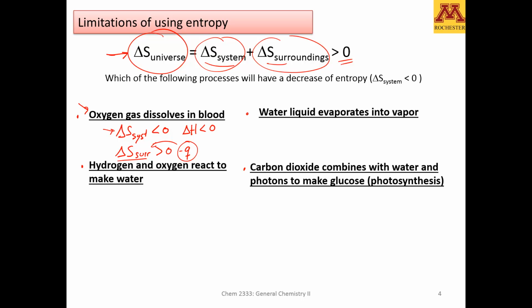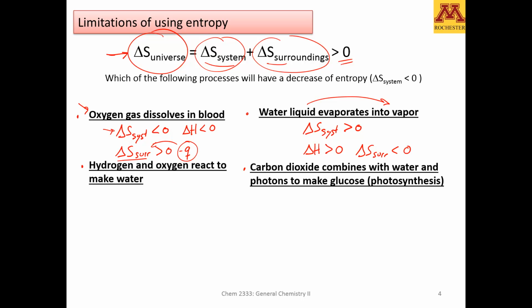Another example: when liquid water evaporates into vapor. In this case, you're going from liquid to vapor. The entropy of your system is positive. The system increases in disorder. However, we know that one needs to provide some heat to evaporate, therefore it's endothermic. So this means that the entropy of the surroundings, because we are removing heat from the surroundings, will probably be negative.